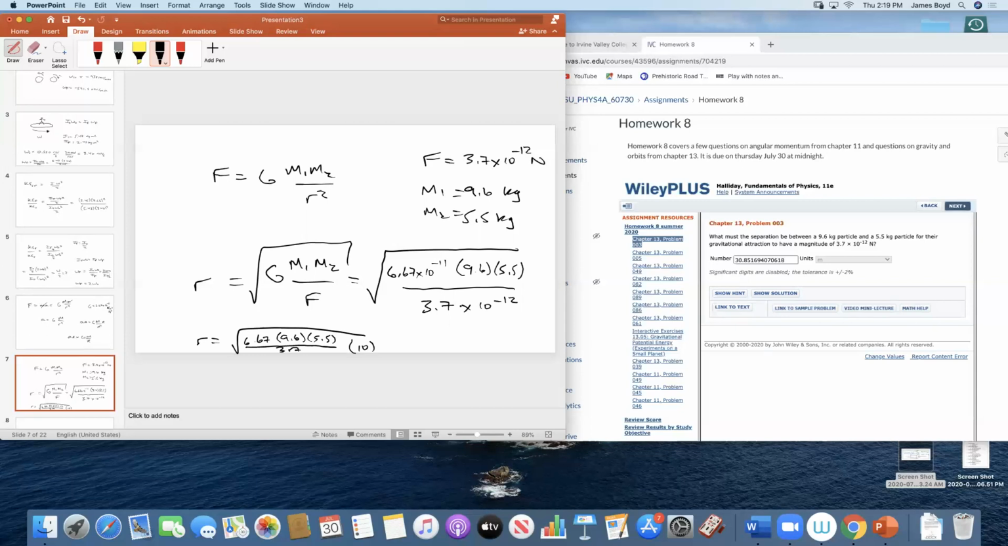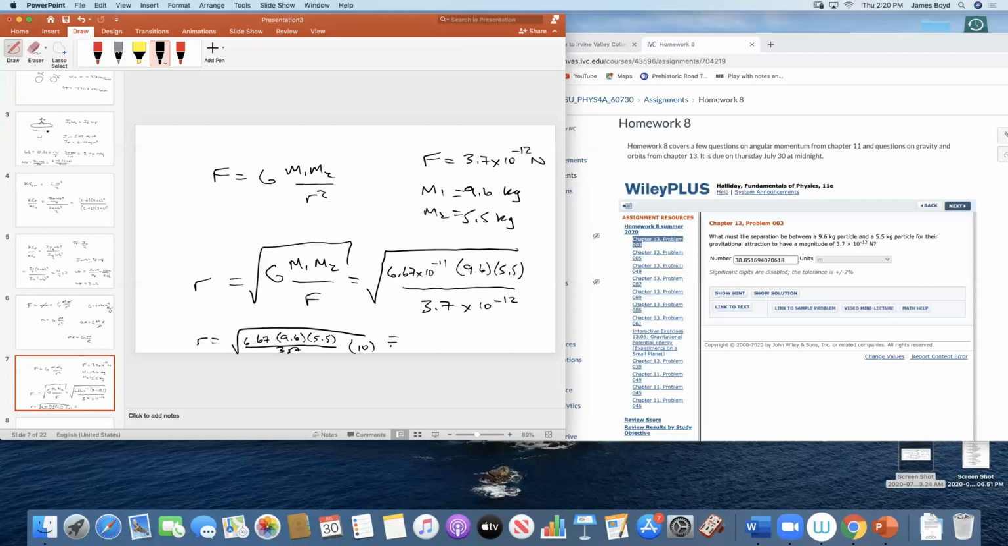Because when they're in the denominator, you subtract them. So minus 11 minus a minus 12 gives us a 10 to the 1, which is 10, right? So just bear that in mind when you put it in your calculator. What I do is I do them separately. So I do 6.67 times 9.6 times 5.5 divided by 3.7, multiply that by 10, and then take the square root of your answer. And it's no surprise I get 30.85, exactly what they got.